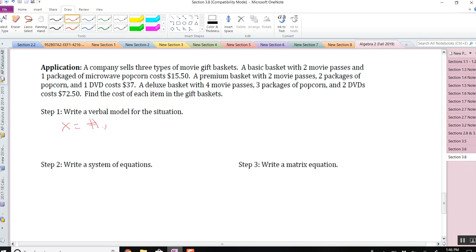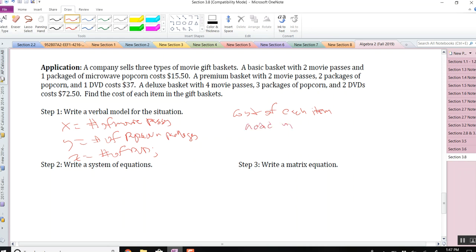X would be the number of movie passes. Y would be the number of microwave popcorn packages, Z would be the number of DVDs, and then the model, basically, is just the cost of each item added up equals the total cost.